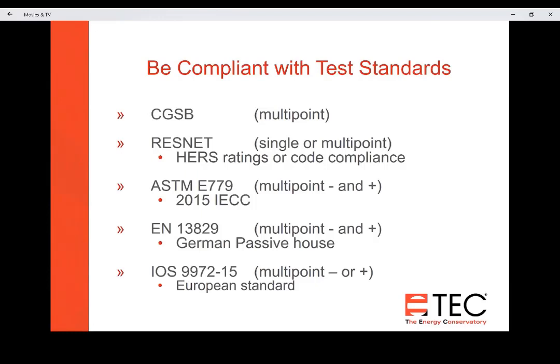The EN 13829 is a German passive house standard, so there are some houses that are being tested to the German passive house standard and not the US standard. So that's available, and that's also available for our German customers. And then the ISO is a European standard, and not that you would be using that, but that is in there and that is available.